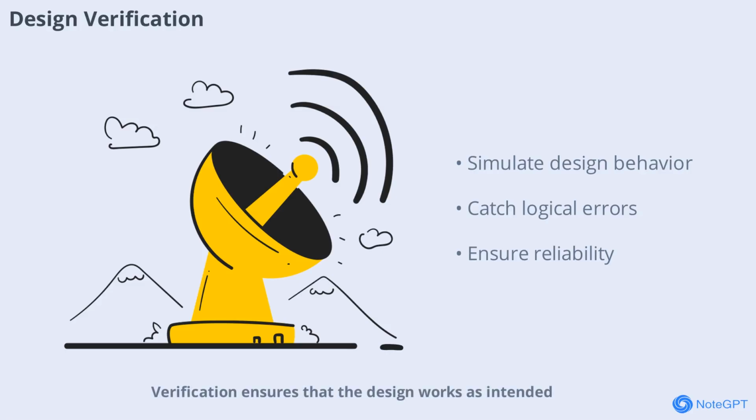Verification ensures that the design works as intended. This stage involves extensive simulation and testing to catch logical errors and design flaws. Verification can be performed at different abstraction levels, from functional simulation to formal verification. Catching errors early saves time and resources, preventing costly mistakes in later stages. Verification is a critical step in delivering reliable VLSI chips.